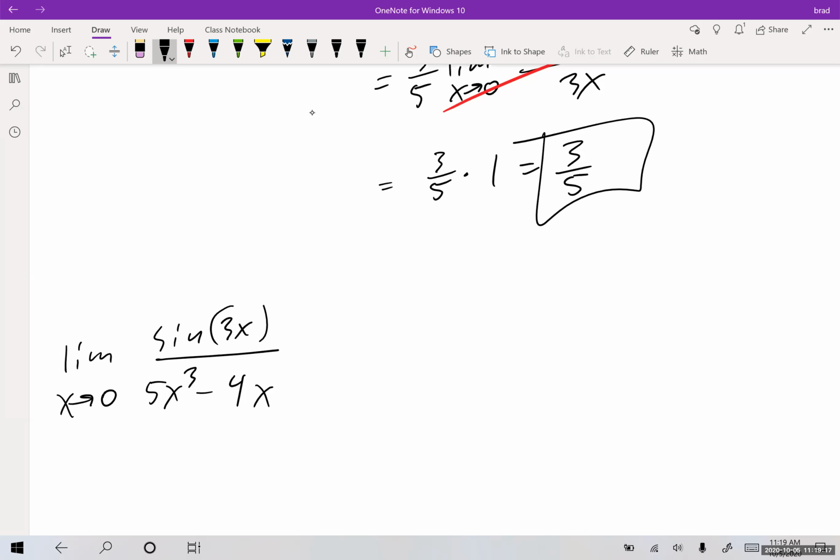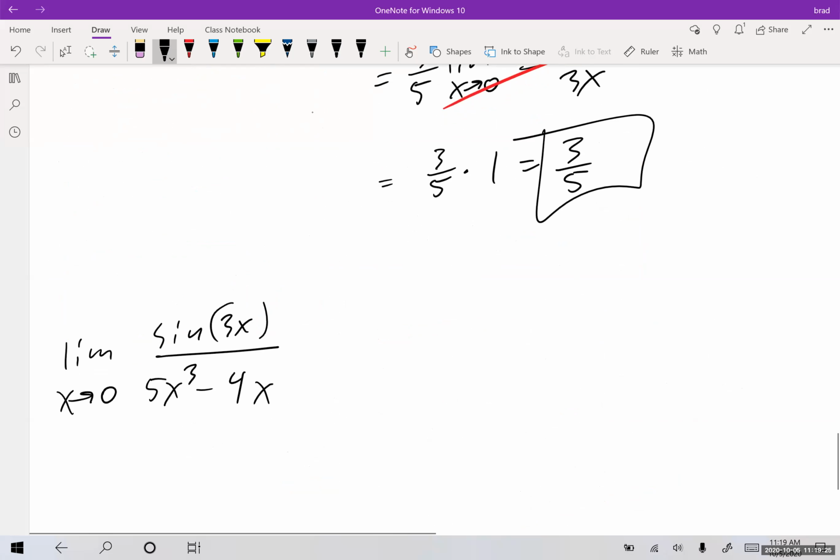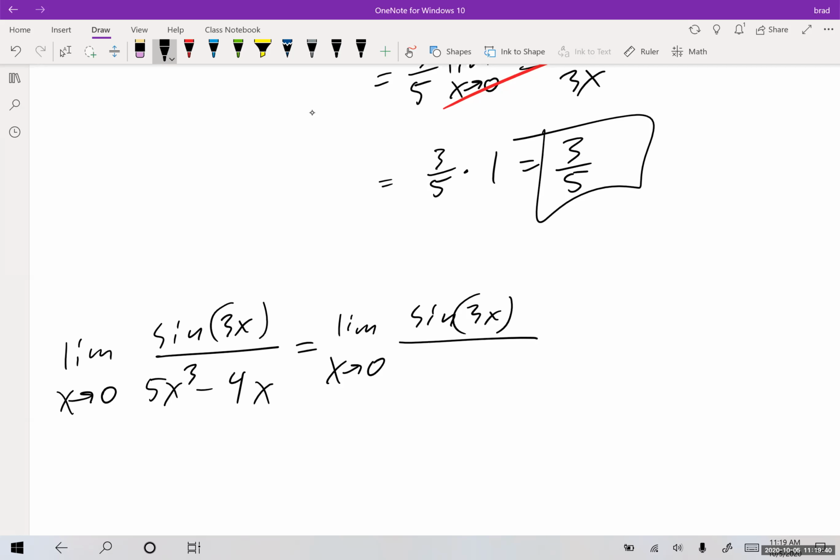So the main thing we're trying to do now is we want to somehow develop one of these limits right here. We want them to come into play. Well, I have kind of a similar idea of sine of 3x. I need a 3x on the bottom, but unfortunately the denominator is kind of ugly. So what I'm going to do is factor. And this one would become x times 5x squared minus 4.